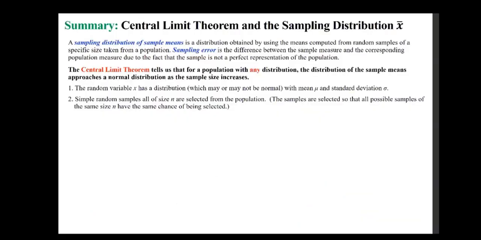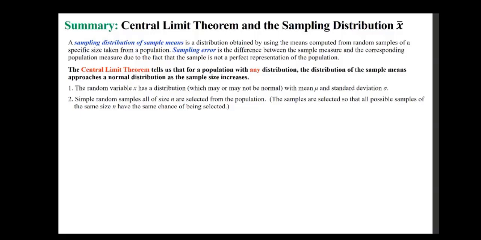Summary of central limit theorem and the sampling distribution of X bar. A sampling distribution of sample means is a distribution obtained by using the means computed from random samples of a specific size taken from a population. Sampling error is the difference between the sample measure and the corresponding population measure due to the fact that the sample is not a perfect representation of the population. The central limit theorem tells us that for a population with any distribution, the distribution of the sample means approaches a normal distribution as the sample size increases.